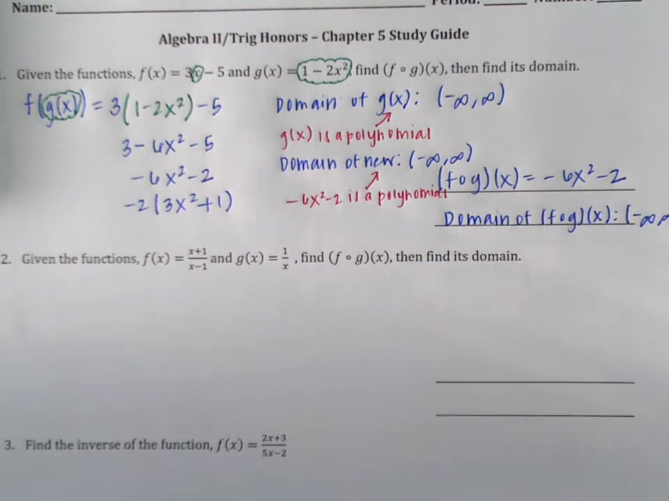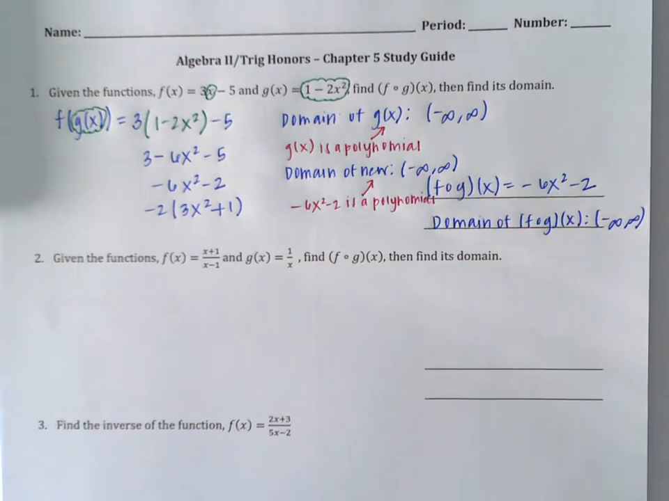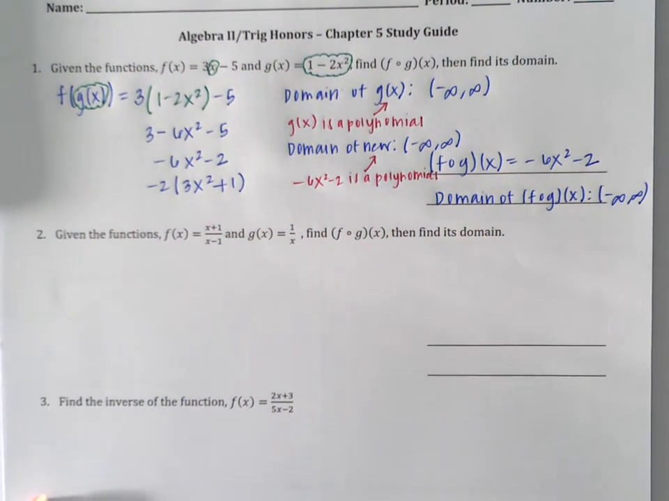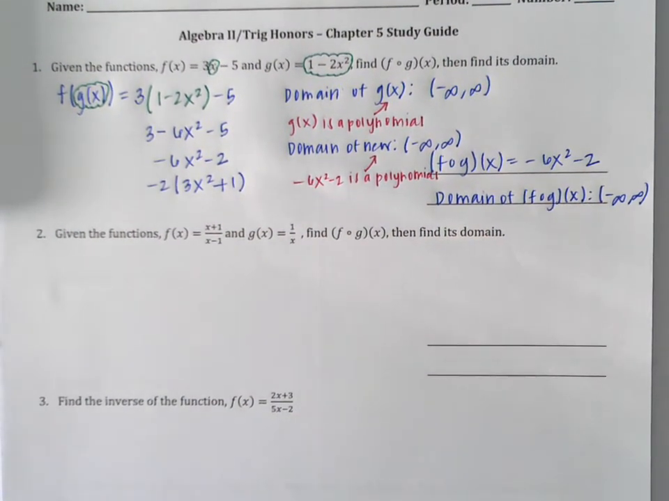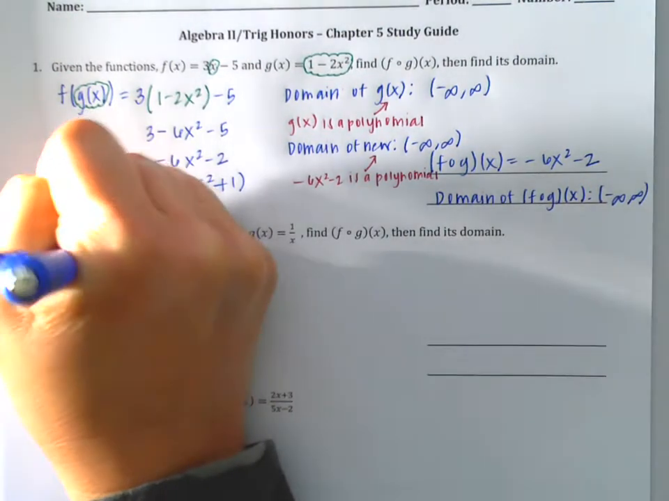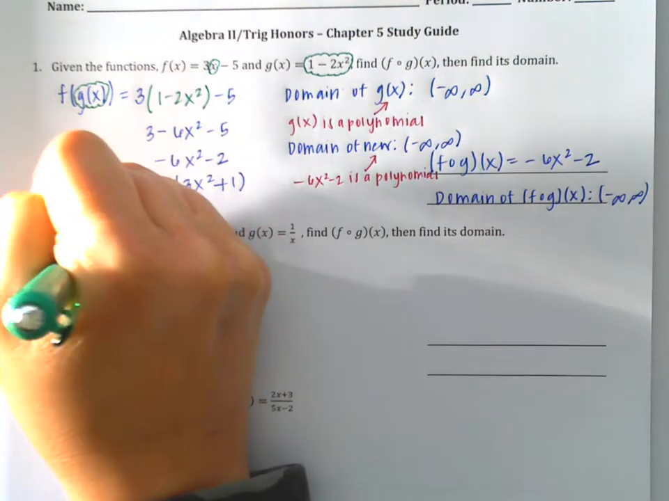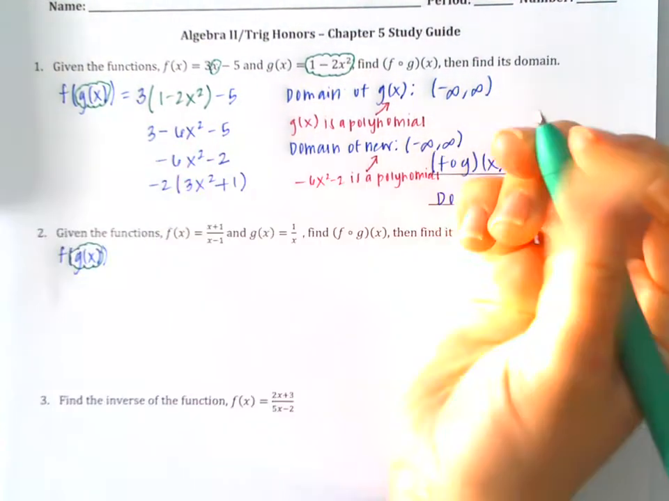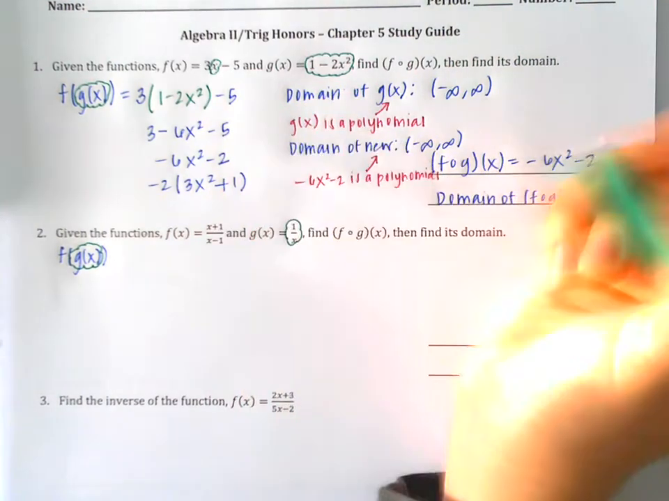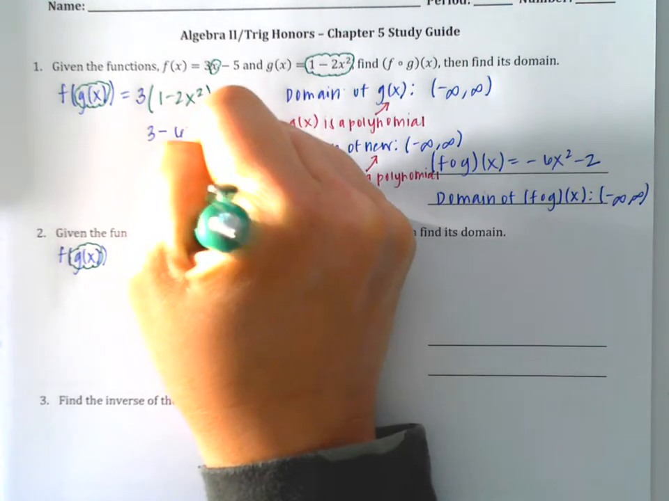Okay, so number 2 is a little bit more complicated because we are dealing with fractions. It's one of the ones that we did on the notes when we started this unit. So it's asking us again to find f of g of x. I'm just going to rewrite it. That means we're taking g of x, which is 1 over x, and plugging it in wherever there's an x in f. So here and here.